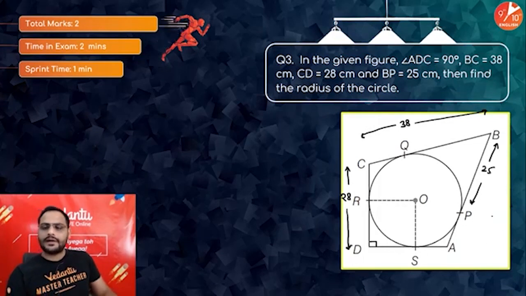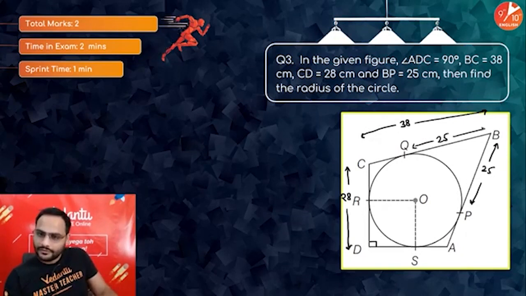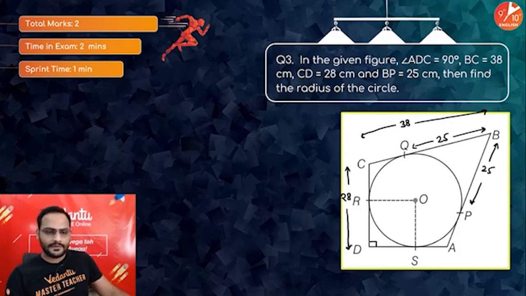Alright, so beta, first thing, if you look at this, you can say, sir, if BP is 25, BQ also will be 25, right? So I can say, sir, BP is equal to BQ. Tangents from an external point are equal in length, so both will be equal to 25 centimeters, right?